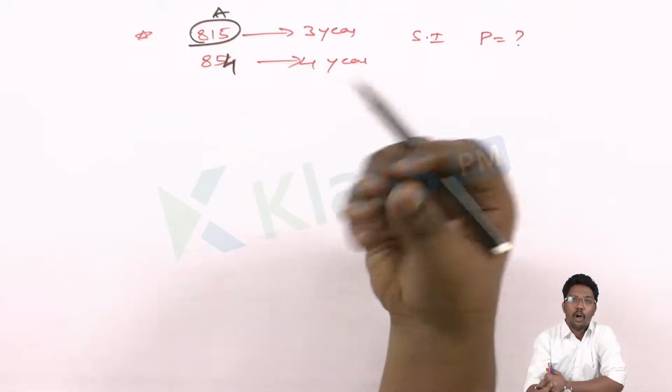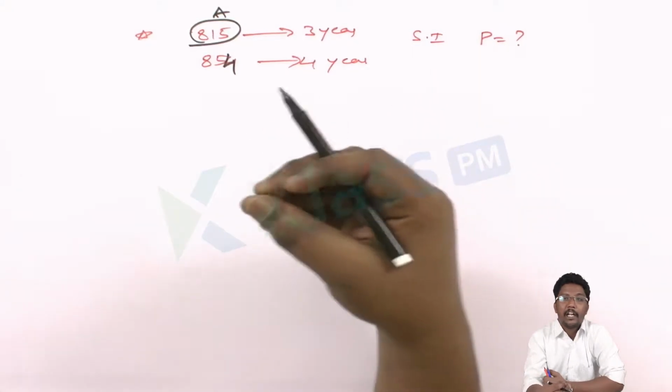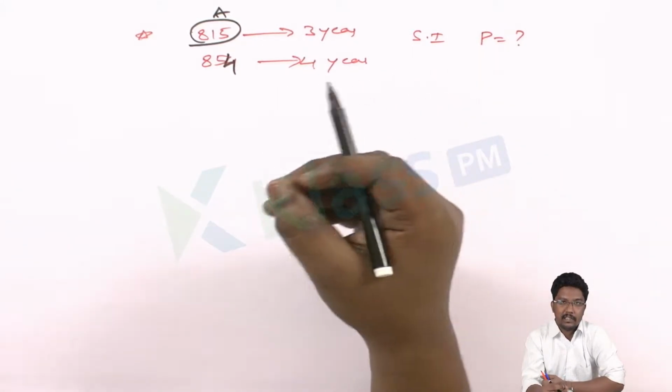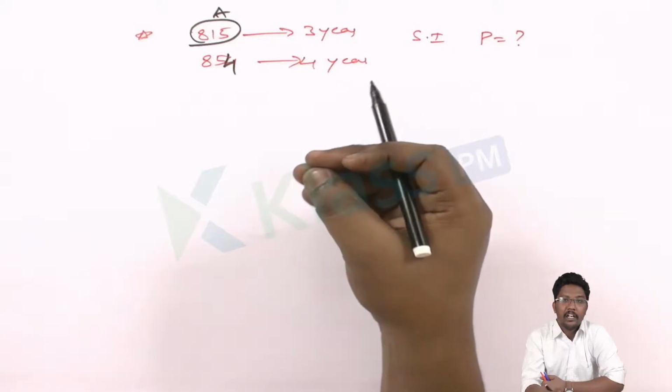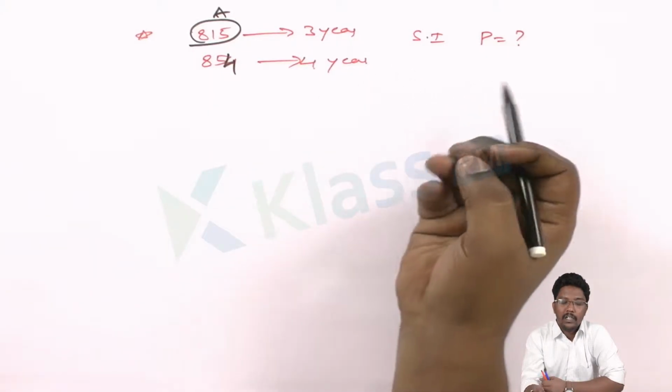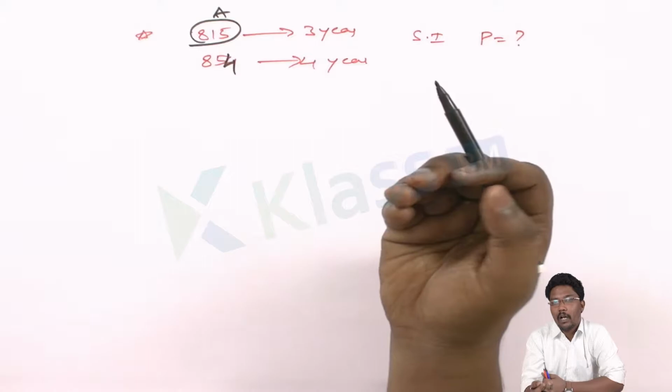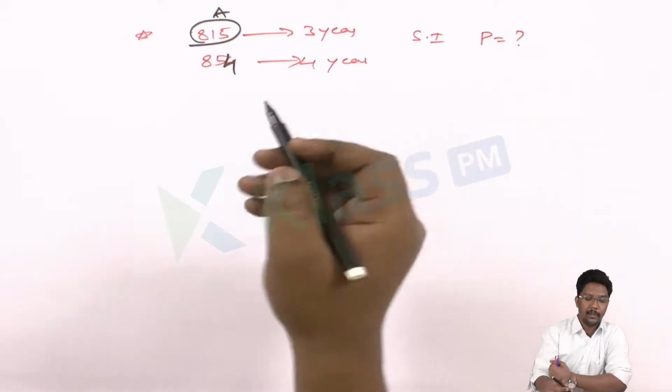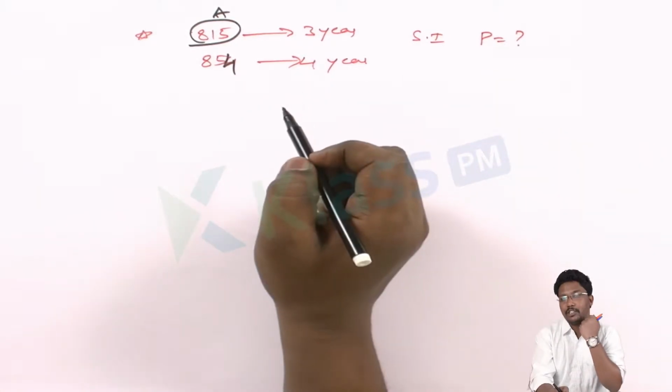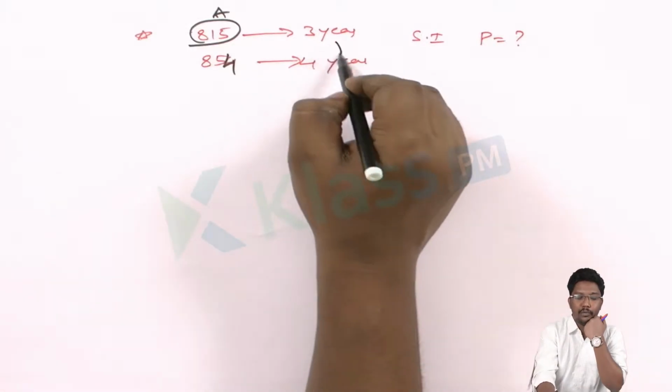Certain sum. I don't know how much I lent. I have to pay 815 rupees for 3 years. If it is 4 years, 854 rupees I have to pay. What is the principal amount, or what is the initial amount I borrowed from the bank or from any other person? Okay. There is no formula for this type of question. How to solve this type of question?